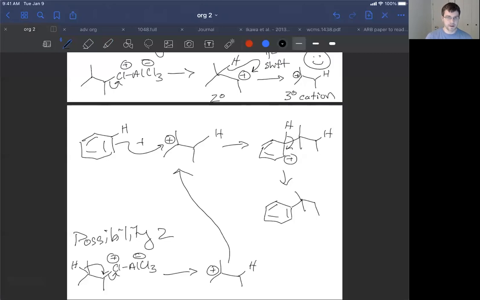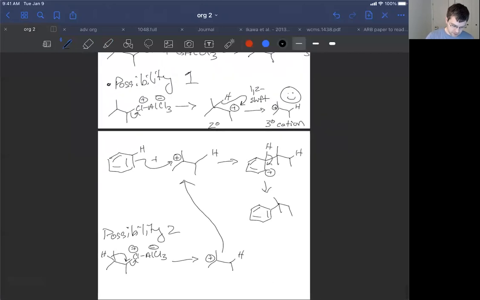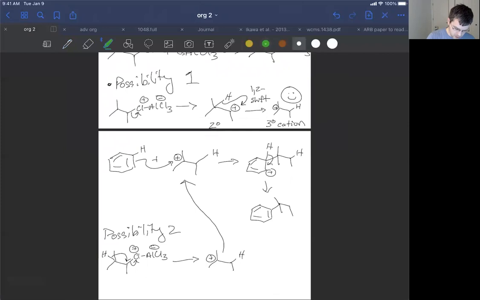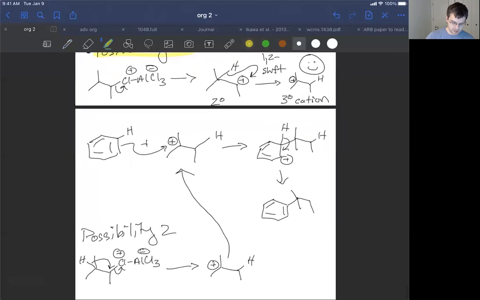Okay, so the take home is probably possibility 1. It's forming an unstable carbocation that rapidly undergoes a 1,2 hydrogen shift to give rise to the product. Okay, so what's the take home message here?